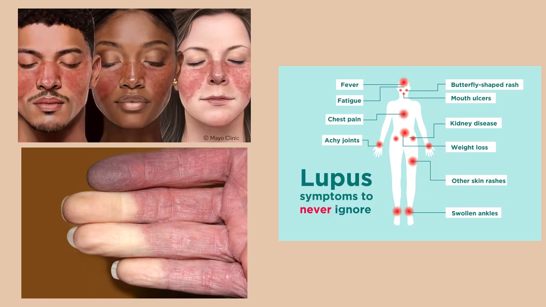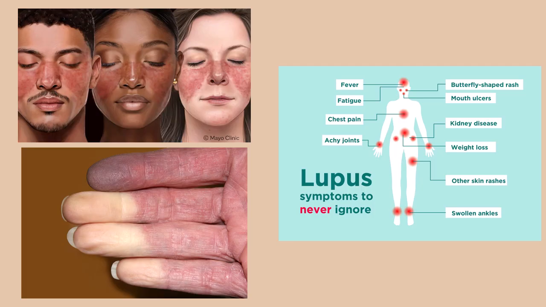This is a good picture of the butterfly rash and Raynaud's phenomenon. And this other picture kind of shows the different symptoms, the different things that can happen with it. This includes fever, fatigue, chest pain, achy joints, that butterfly-shaped rash I had talked about. They can get mouth ulcers. They're going to have some kidney issues, like I had talked about with the nephrotic syndrome. They could have weight loss, other skin rashes, and swollen ankles.